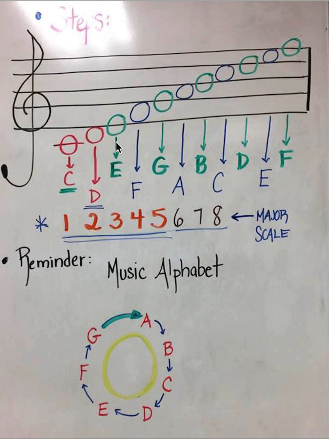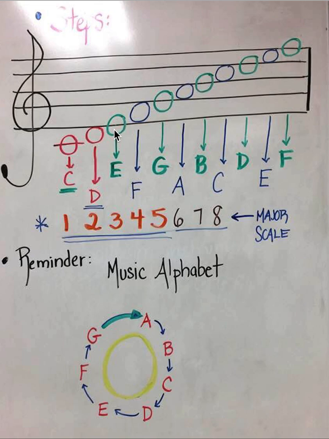The lines, here's line 1, E, line 2, G, line 3, B, line 4, D, line 5, F. And then we did the spaces, starting with space 1, F, space 2, A, space 3, C, and space 4, E. Now, what I did was I combined them together.